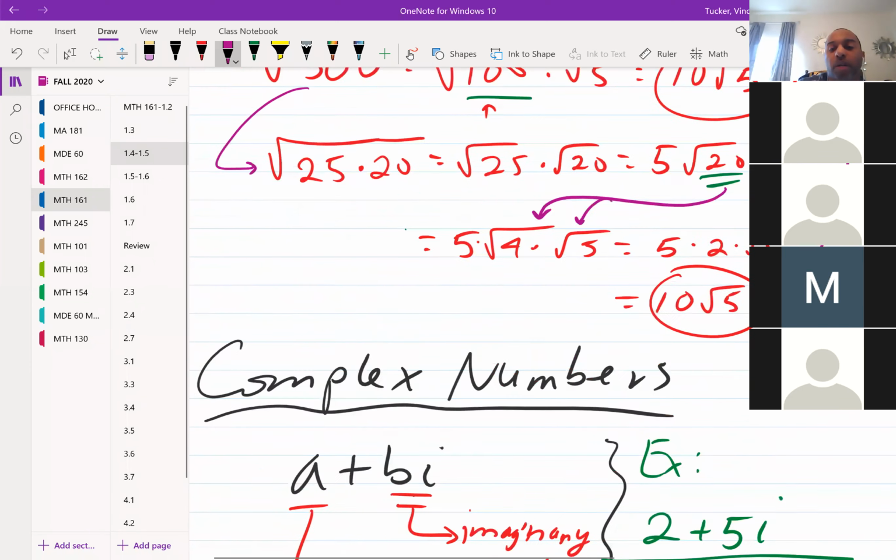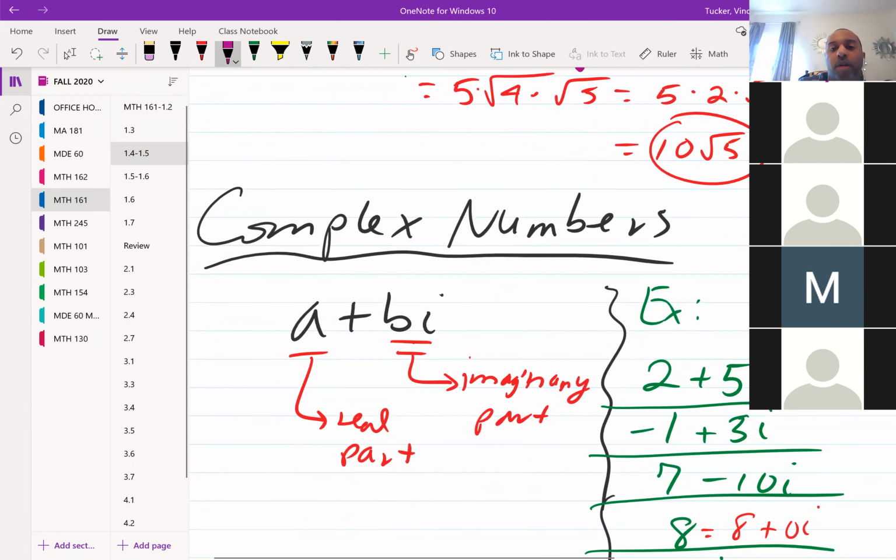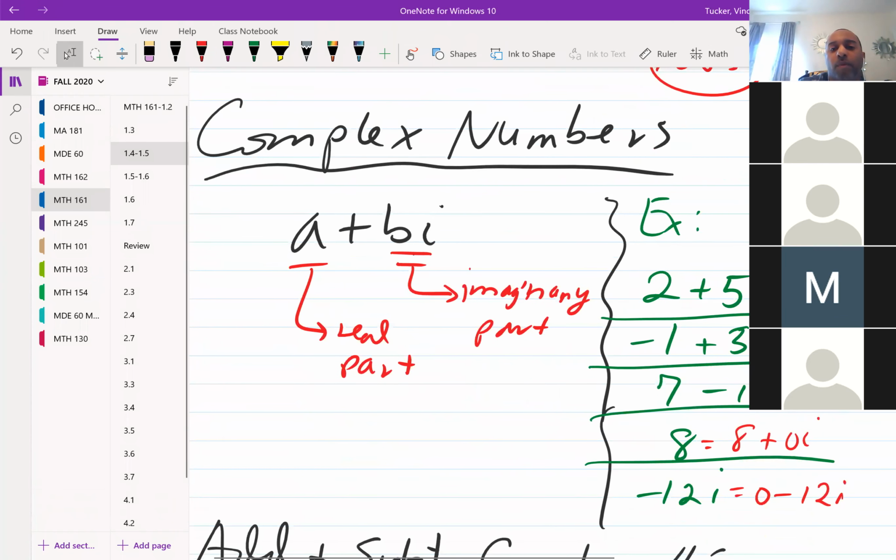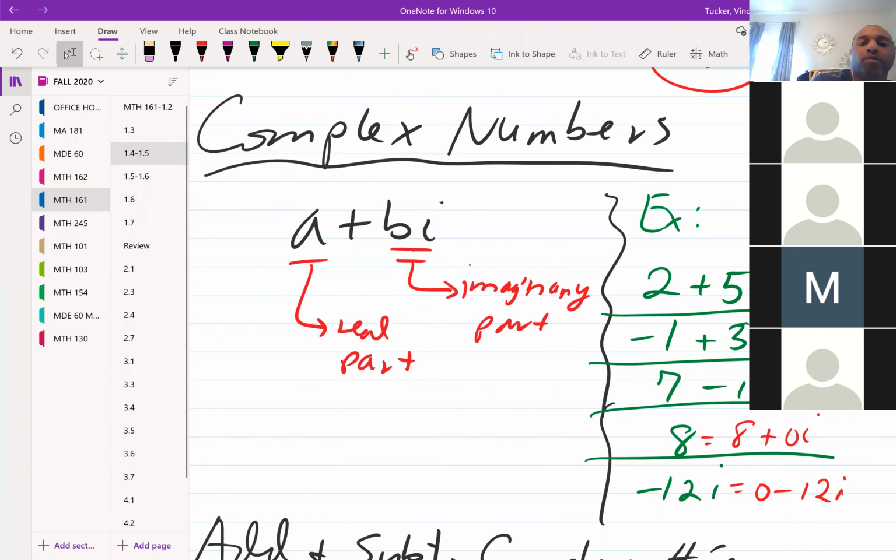All right, so last thing for today, complex numbers. So complex numbers will take on the form of a plus bi. So you have your real part and your imaginary part, and you always write that real part first. So a few examples over here on the right. You have 2 plus 5i, negative 1 plus 3i, 7 minus 10i.